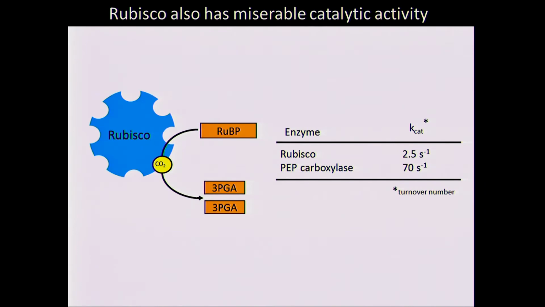The enzyme also has absolutely miserable catalytic activity. It's one of the slowest enzymes on the planet. If you compare it to PEP carboxylase, which also fixes CO2, you can see the difference in the turnover number of the enzyme there, which is the number of reactions it can process per second. So if you think about it, this enzyme's got an oxygenase reaction, which has a negative impact on its primary function, and it's also incredibly slow. It happens to be the most abundant enzyme on the planet, so it's not exactly the best poster child for intelligent design.